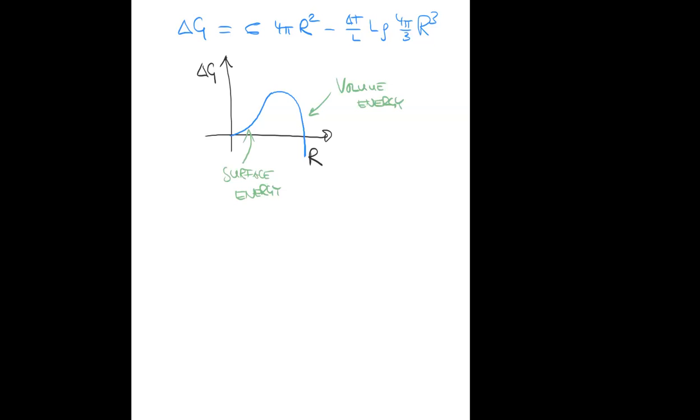And so the magic point in this curve is the point at the top, some kind of critical radius. Because if you sit to the left of that point, it's more likely for the bubble to collapse than to grow, because you can lower the Gibbs free energy that way. So in this regime, bubbles will have a tendency to collapse, and in this regime, bubbles will have a tendency to grow.